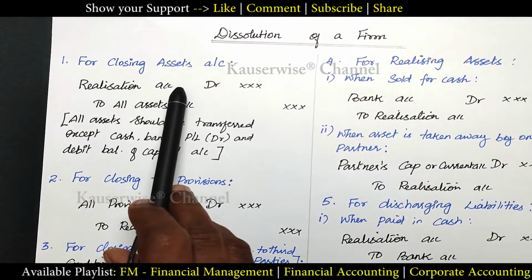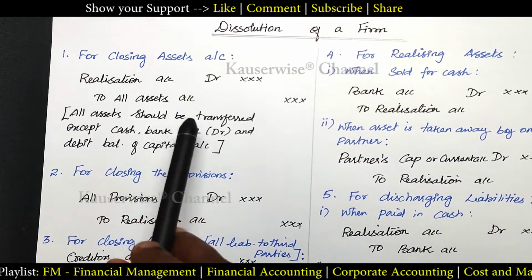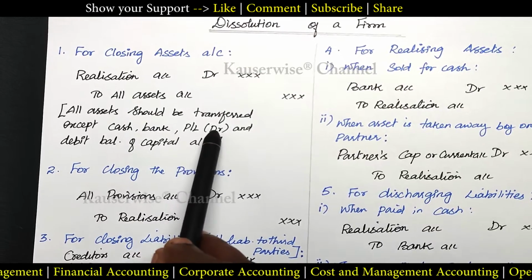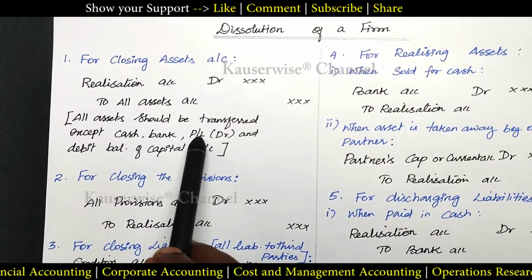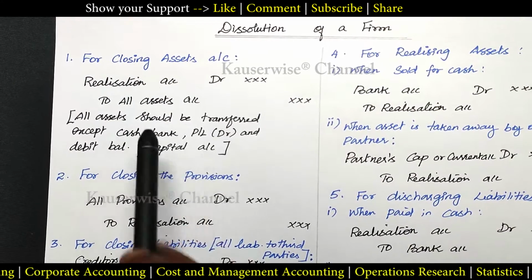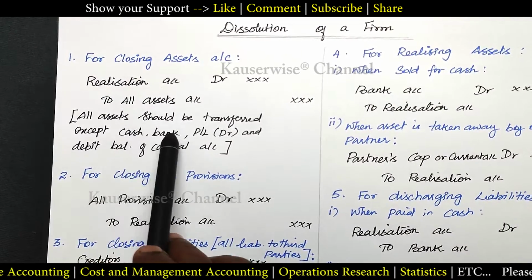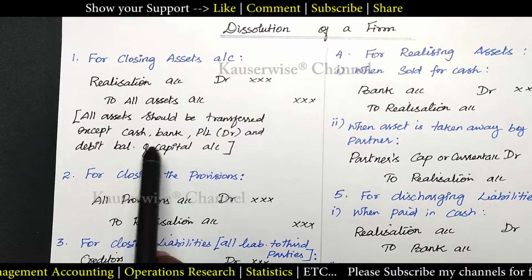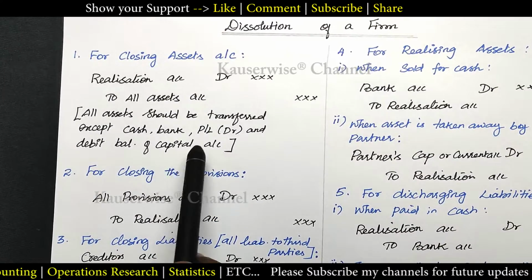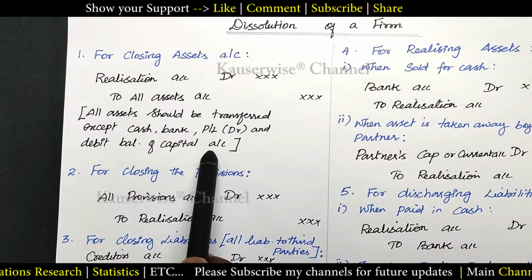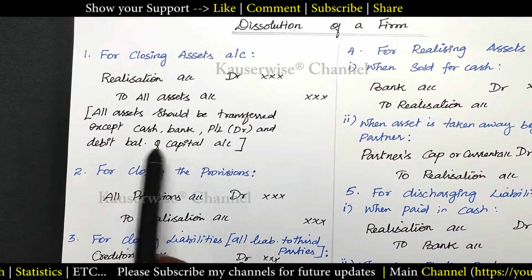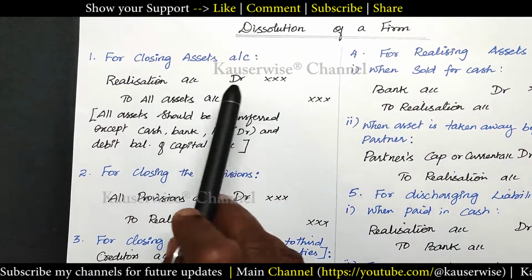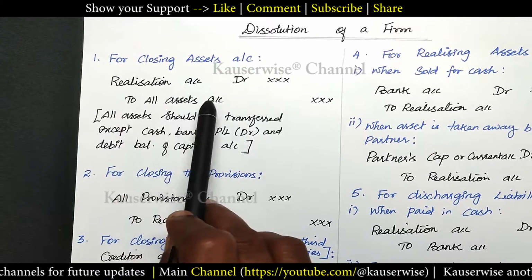Entry: realization account debit to all assets account except cash balance, bank balance, profit and loss debit balance, that is loss. You can find this profit and loss under asset side. So except these things, cash in hand, cash at bank, profit and loss debit balance, and debit balance of capital account if any. If you find any capital under asset side, just leave it. So except these items, just transfer all the assets to realization account. So entry: realization account debit to all assets account.